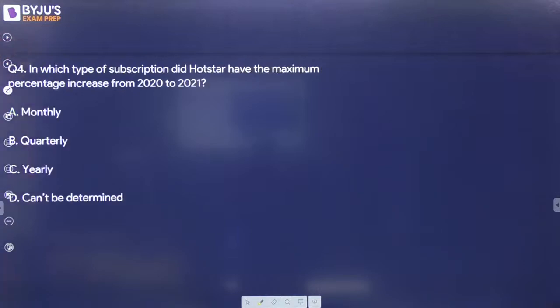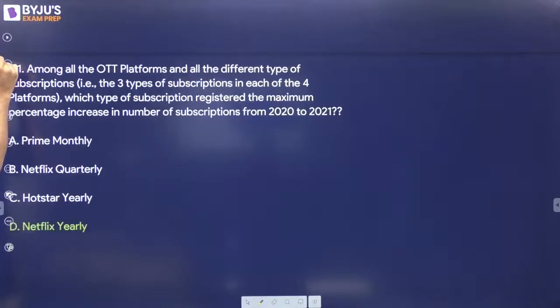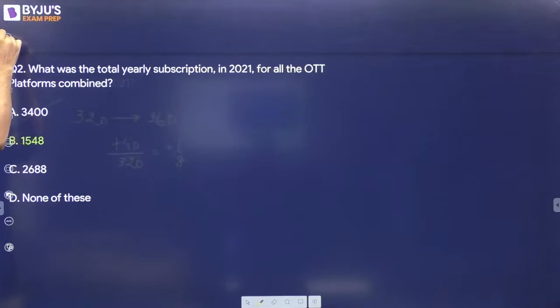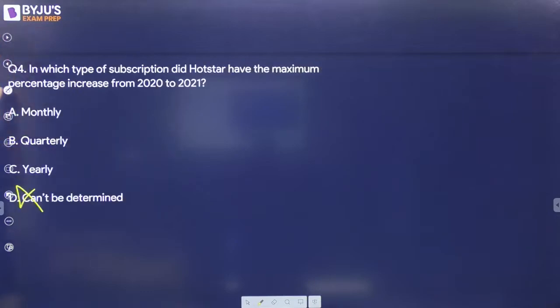Next question. In which type of subscription did Hotstar have the maximum percentage increase from 2020 to 2021? The answer cannot be determined, so that won't be the answer, because if you remember we have completed the table. We know monthly, quarterly, yearly, everything for 2020 to 2021. Now I have to find the maximum. So if I want to find the maximum, I think it was Hotstar, right? Yeah, Hotstar.